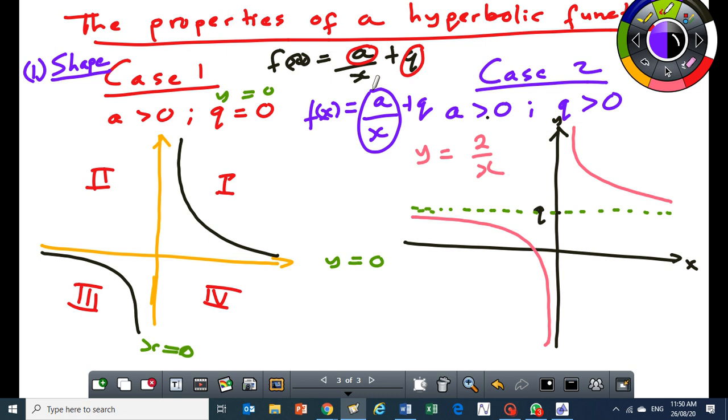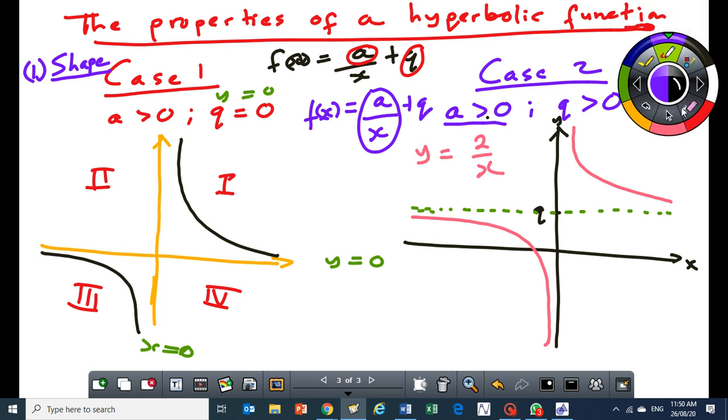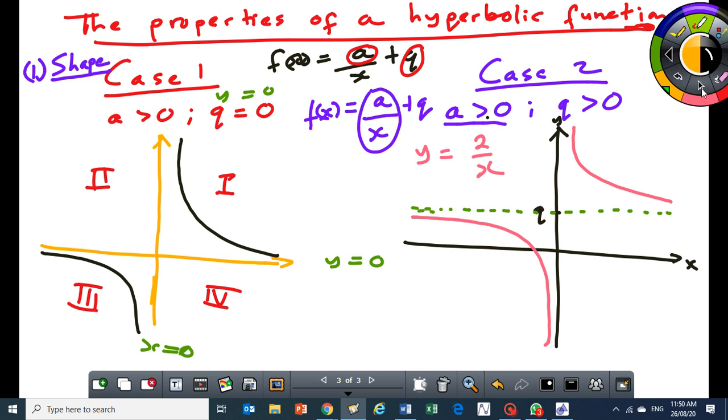Then case 2, we are going to keep the a positive. So we'll keep the a positive, which means the shape is gonna remain, in terms of where you draw the two curves, exactly as the first one. But we are gonna make the q positive. Which means q is no longer 0. Remember, q is a y value. I need to emphasize that. Q is a y value. So you never find q on the x-axis. Q will always be on the y-axis. Q is a y value.